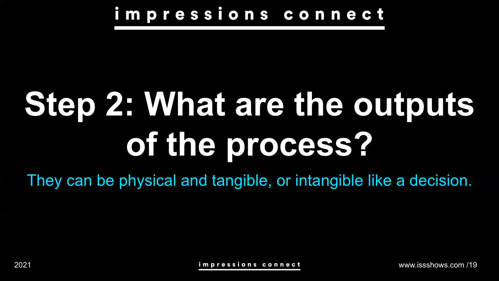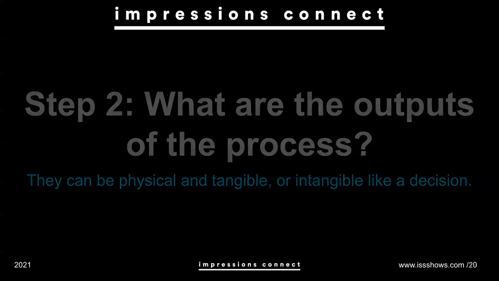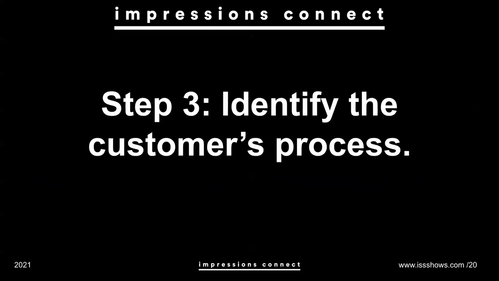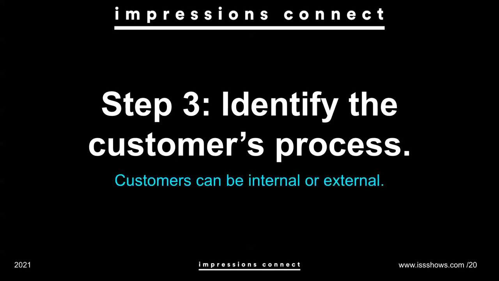So the outputs of the process can be physical and tangible, a quote, or intangible, like a decision, right? So that's kind of the output that we want to think about when we describe what a part of the process is. Step 3 is identifying the customer's process, right? And we have 2 types of customers. We can have an internal customer, which is like somebody on our team, and we can have an external customer, like a customer, right? So an example for an internal customer is, after we create this quote, it becomes, guess what? It becomes a work order, right?